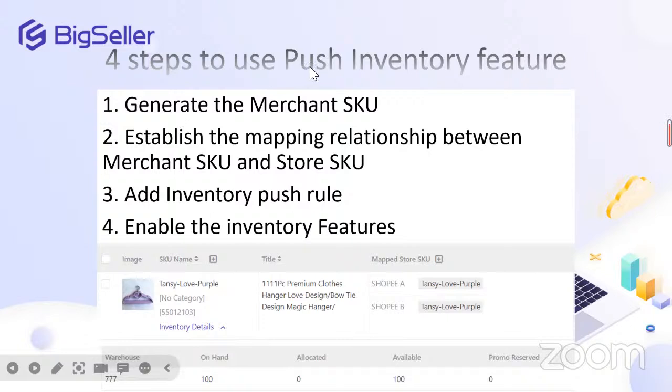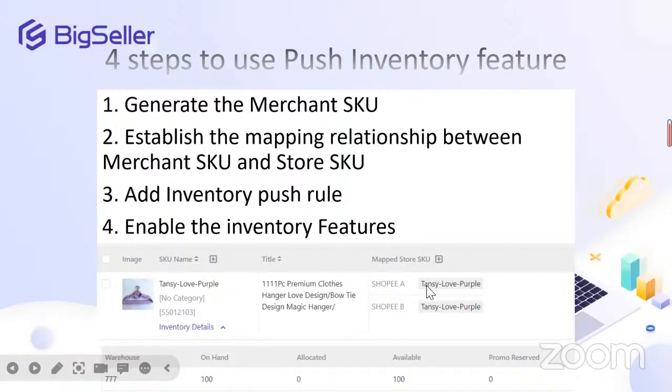For the push inventory feature, we have 4 steps. First is to generate the merchant SKU. The left one is what we call the merchant SKU. Actually, it's like the ID number of this product in Big Seller, product ID, merchant SKU, Big Seller SKU name. You need to generate it, and second, you need to establish the mapping relationship between the merchant SKU and the store SKU.